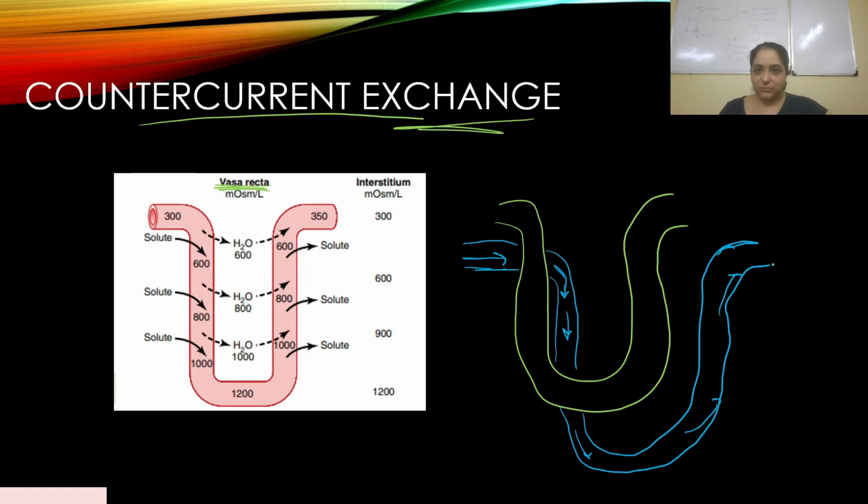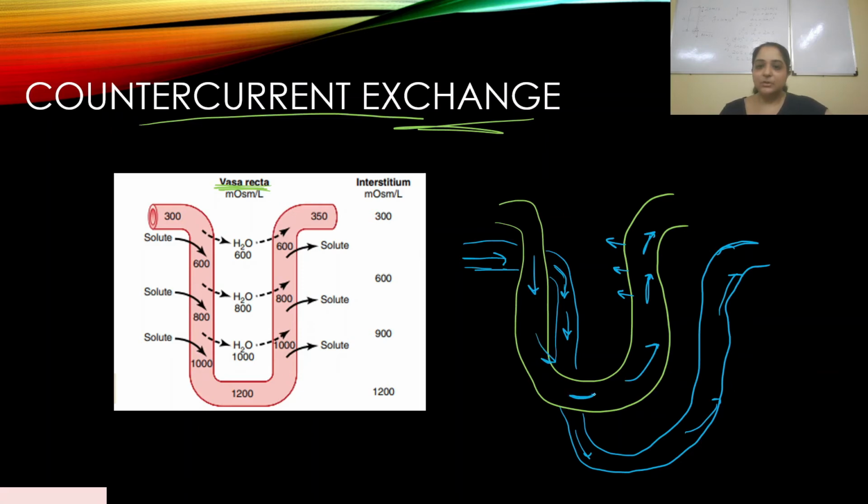Very sluggish flow. Now we know solutes come out from here, right? Solutes come out from here, then solutes have to go. This is the ascending limb of the loop. So filtrate is moving like this.